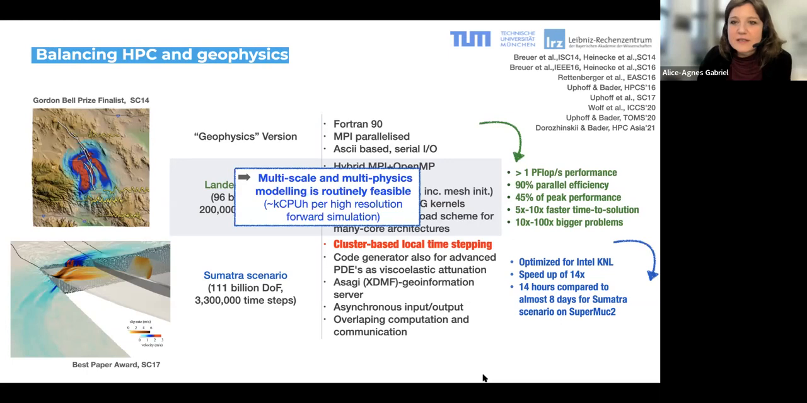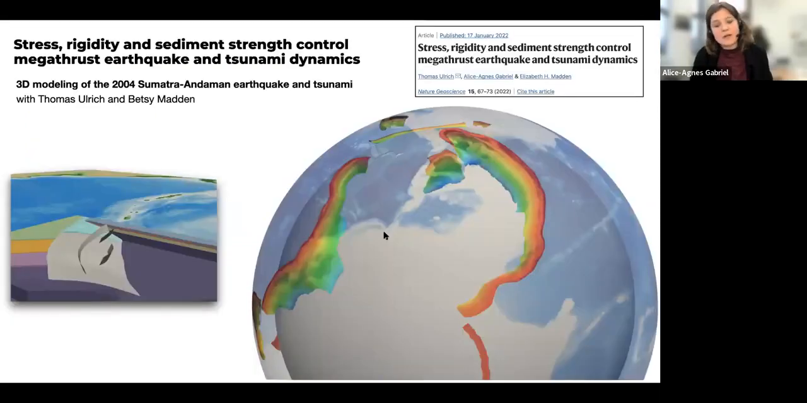And with all of this, this is a collaboration especially with the group of Michael Bader at the Technical University of Munich, so scientific computing experts and supercomputing centers. But what we can do is to run these multi-scale and multi-physics simulations costing a couple of 100 to 1,000 CPU hours, and that makes it really feasible to explore a range of scenarios and even to do dynamic source inversion.